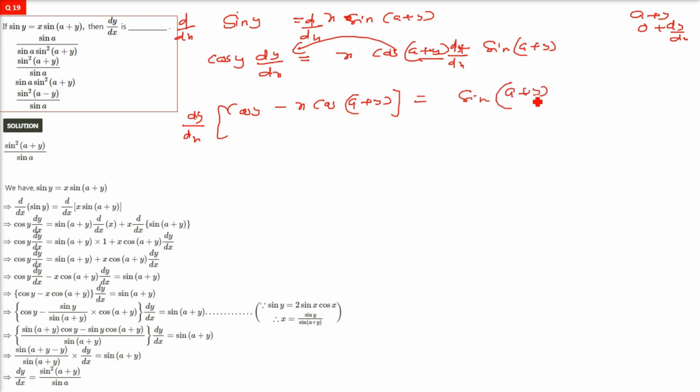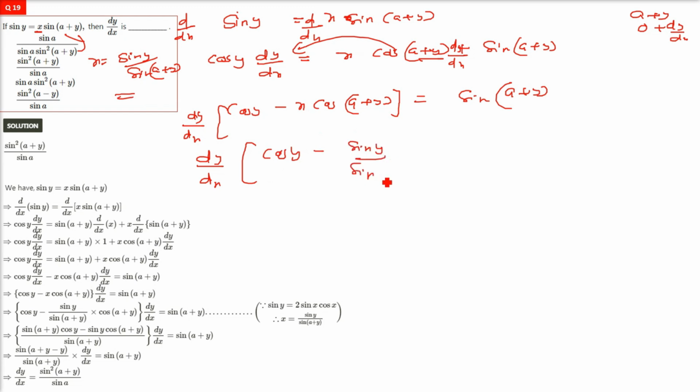Alright? Okay. Now there is one thing. You see, in the answer, all the 4 options, there is no x on the right hand side. Means the answer options do not contain x. So x can be computed from the original equation. x is equal to sin y by sin a plus y. So dy by dx is already there. cos y. In place of x, let us replace it by sin y by sin a plus y.